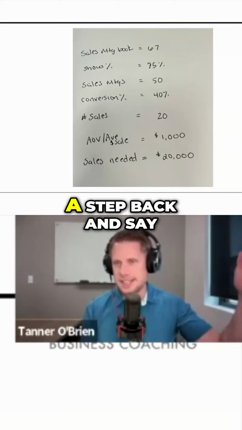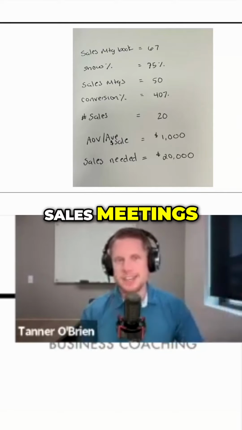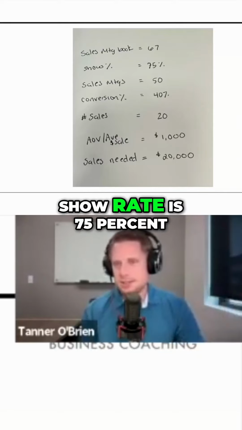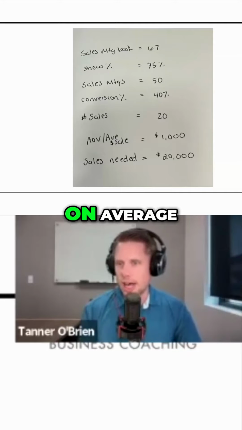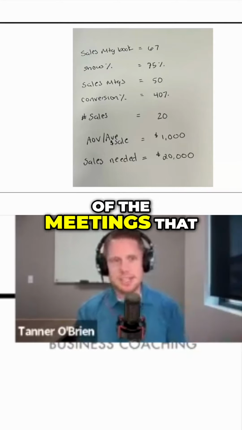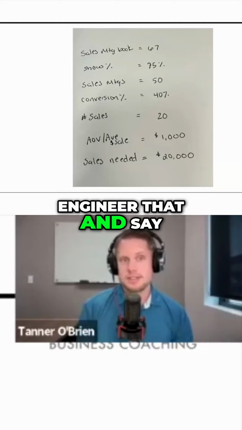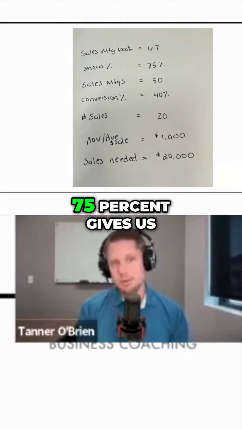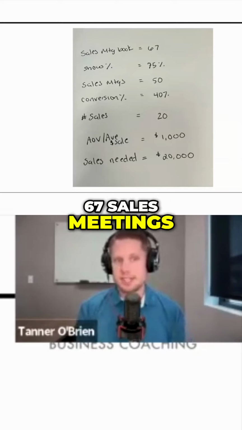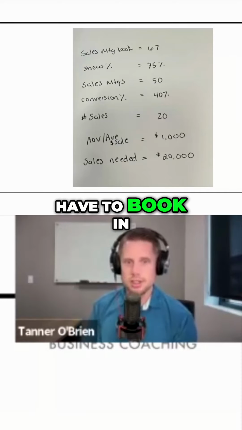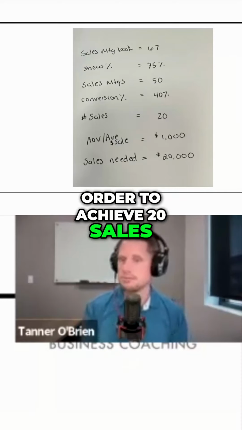All right, so we can take a step back and say, I need to book sales meetings. Well, I know that my show rate is 75%. On average, 75% of the meetings that I book actually show up to the sales meeting. So we can reverse engineer that and say 50 divided by 75% gives us 67 sales meetings. That's how many I have to book in order to achieve 20 sales.